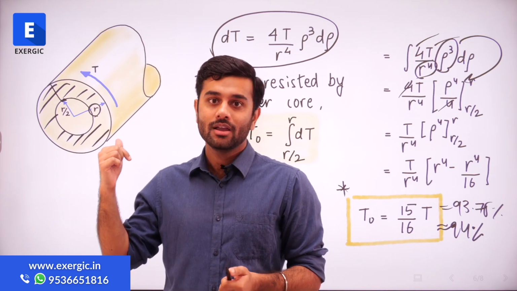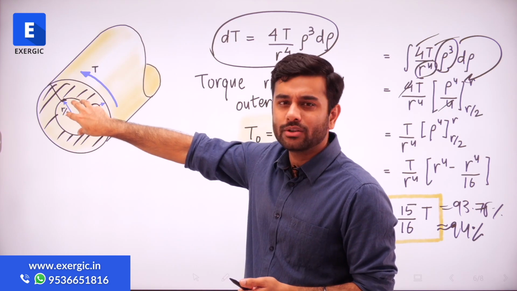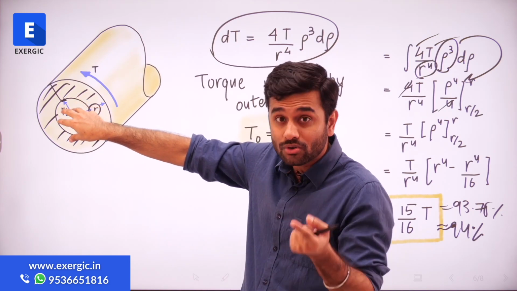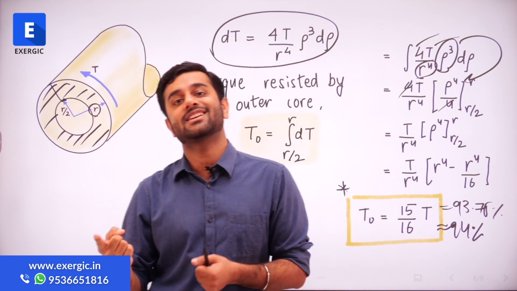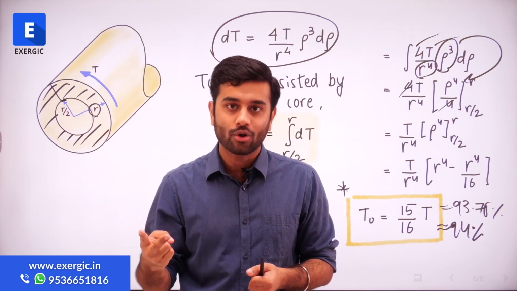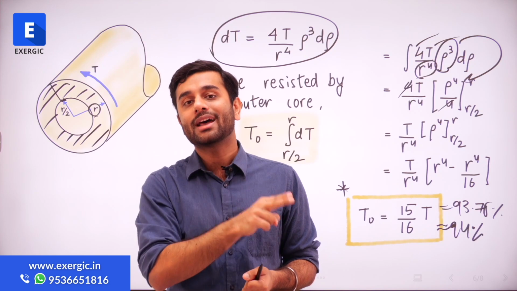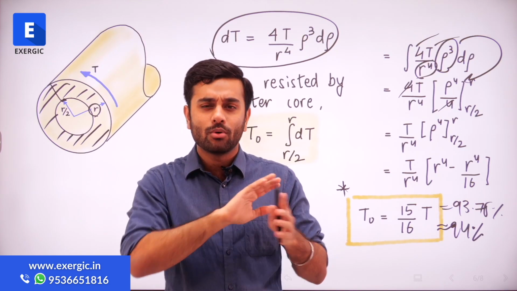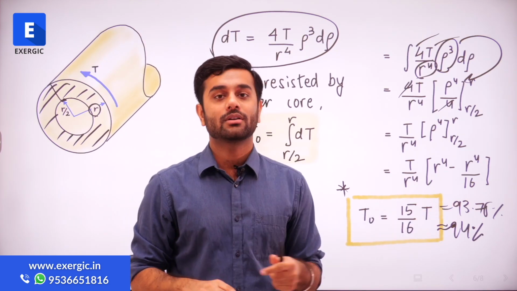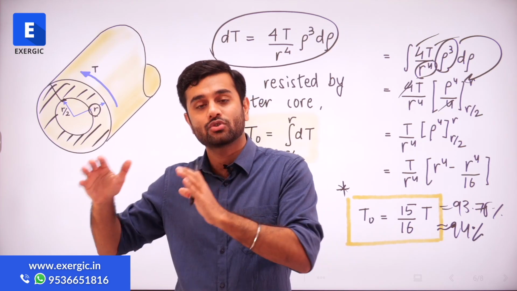So here, by not using a solid shaft and using a hollow shaft instead, you can not only save material and make the shaft economical, but you are also able to resist almost 94% of the torque which you were able to resist earlier when it was solid.